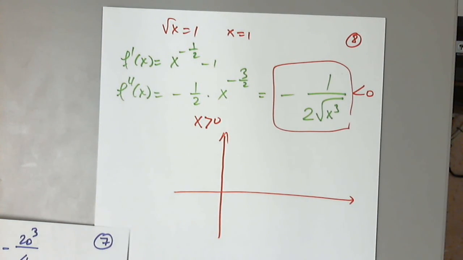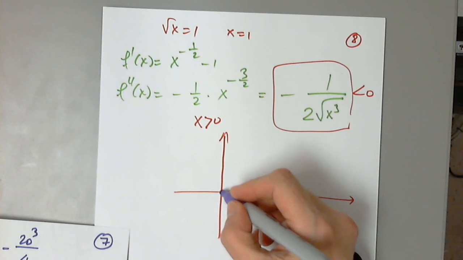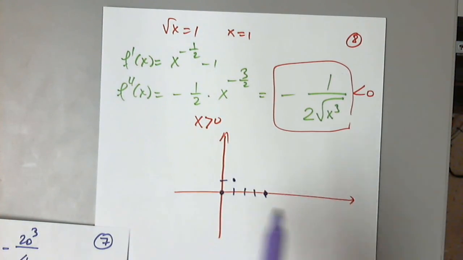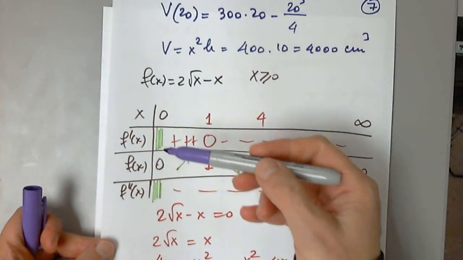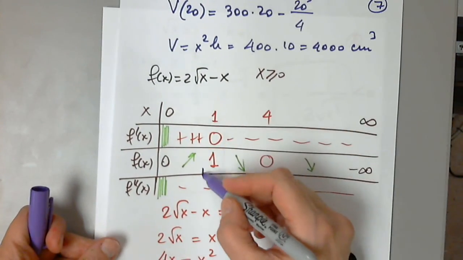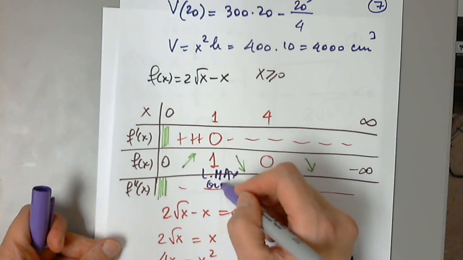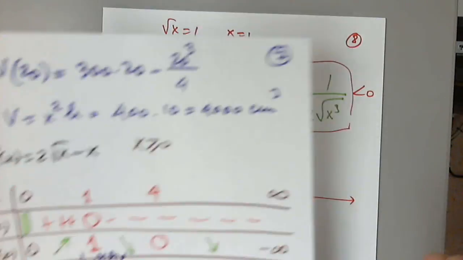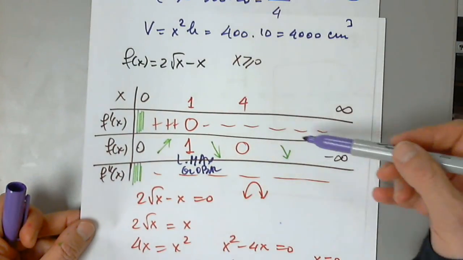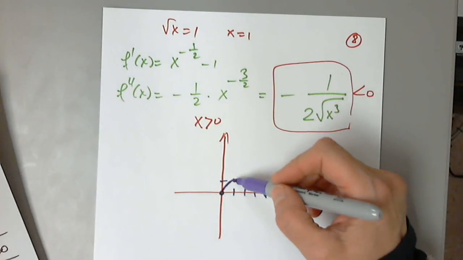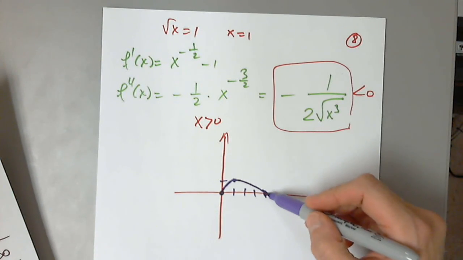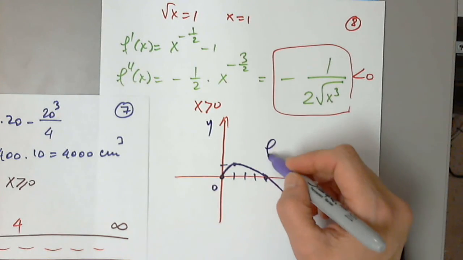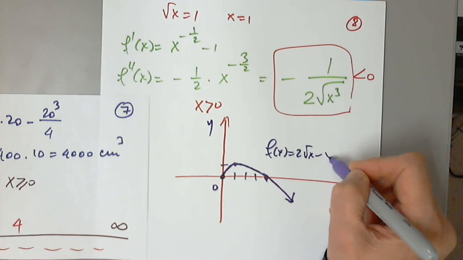I plot the points I have: 0, 0, 1, 1, and 4, 0. So the function is increasing from 0, 0 to the local max, which happens to be global as well, at this point, opening down all the time, and now decreasing, crossing at 4, 0, and going to negative infinity. And this is it. And this is f of x equals the square root of x minus x.